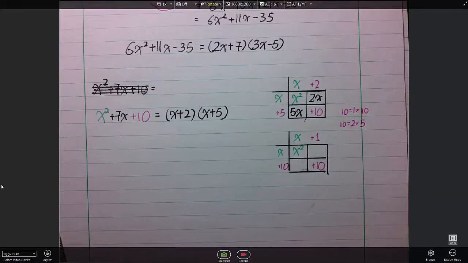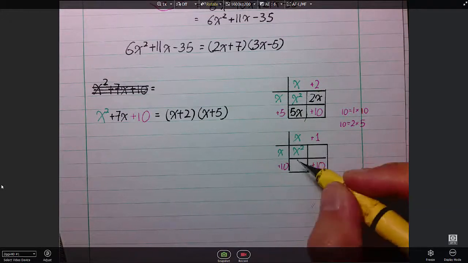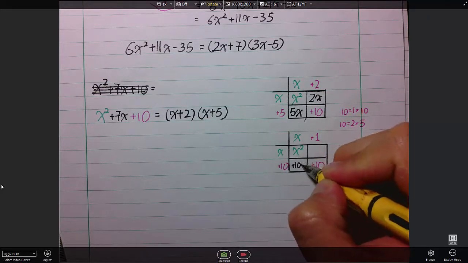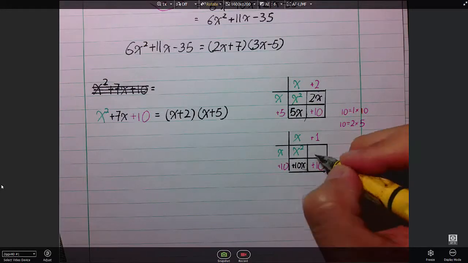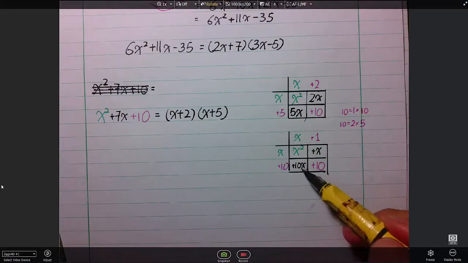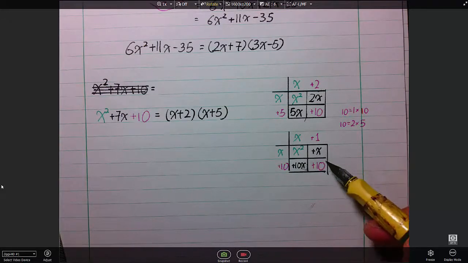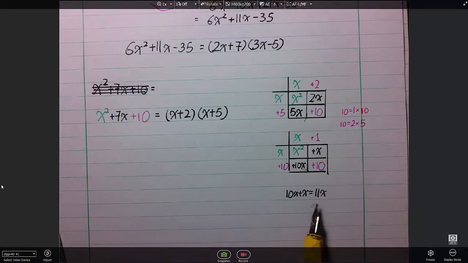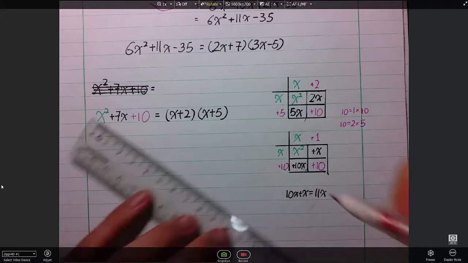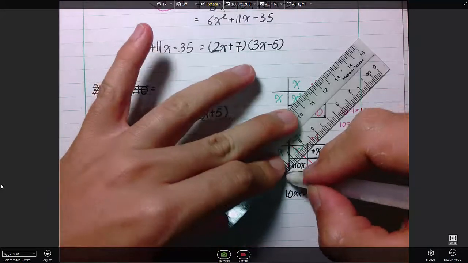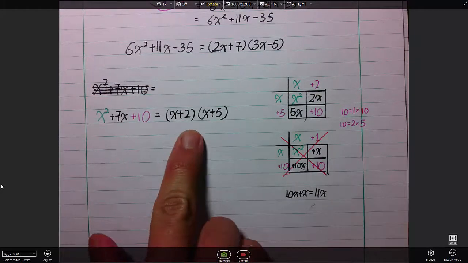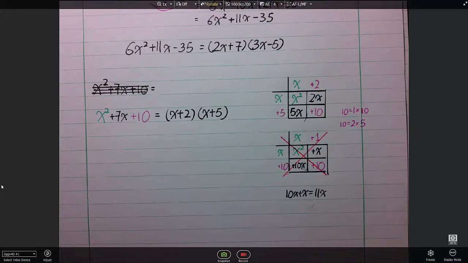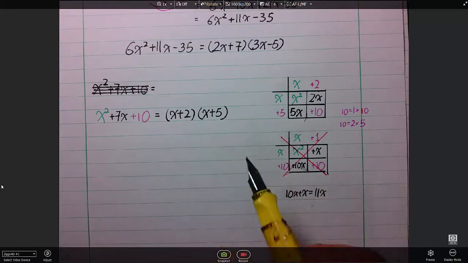If I write down 10 and 1 down here, 10 times x gives me plus 10x. Then 1 times x gives me plus x. I check: 10x plus x is actually 11x. However, you notice my middle term is actually 7x. So I figured that if I put 1 and 10 here, my multiplication frame is incorrect. For all factorization, there's only one single correct answer, so it must be 2 and 5, it cannot have been 1 and 10.